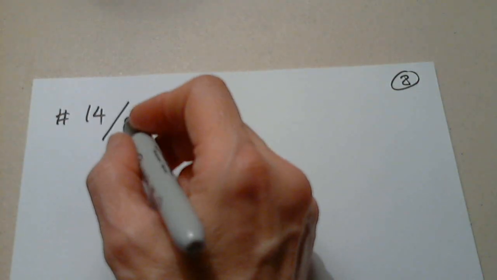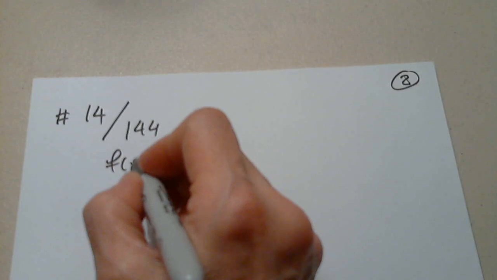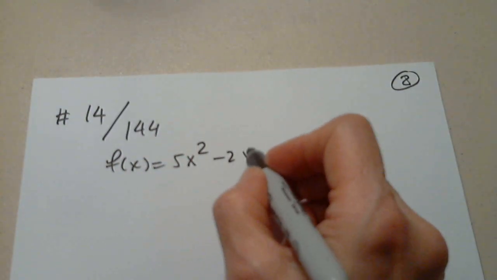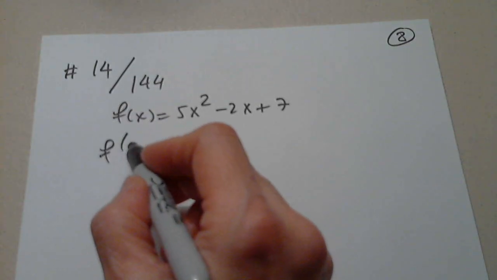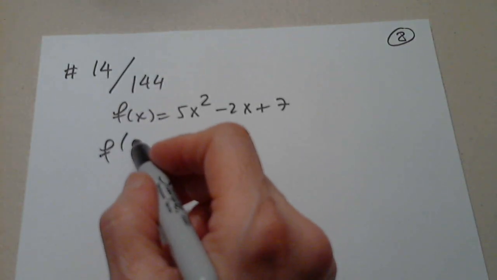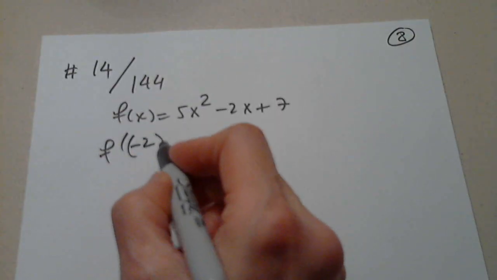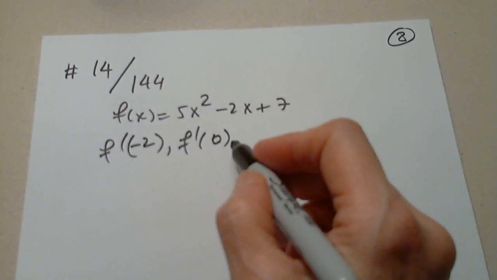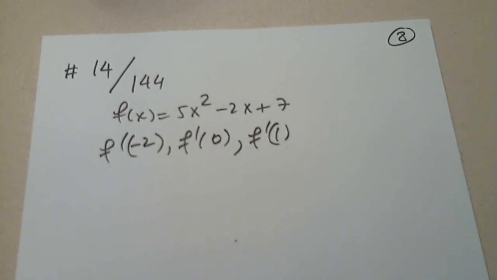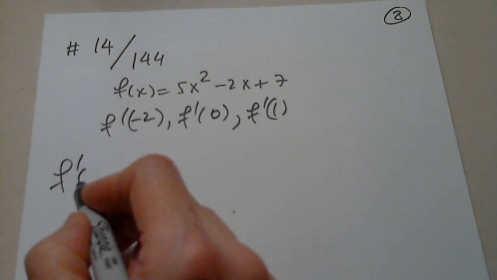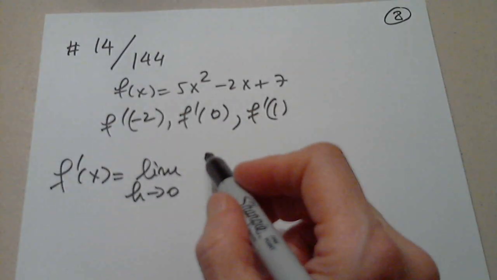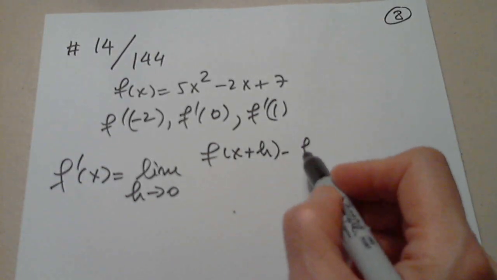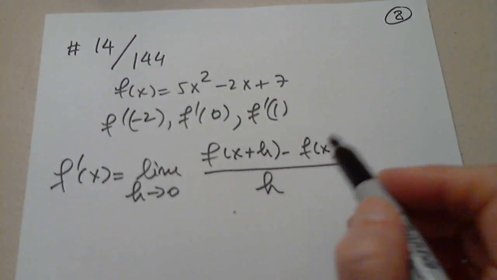So we have f of x equals 5x squared minus 2x plus 7. Perfect. Good. I'm asked to find f prime of negative 2, f prime of 0, and f prime of 1. I have to find f prime of x. I know it's cumbersome, but that's what I have to do. Limit as h approaches 0 of f of x plus h minus f of x divided by h.